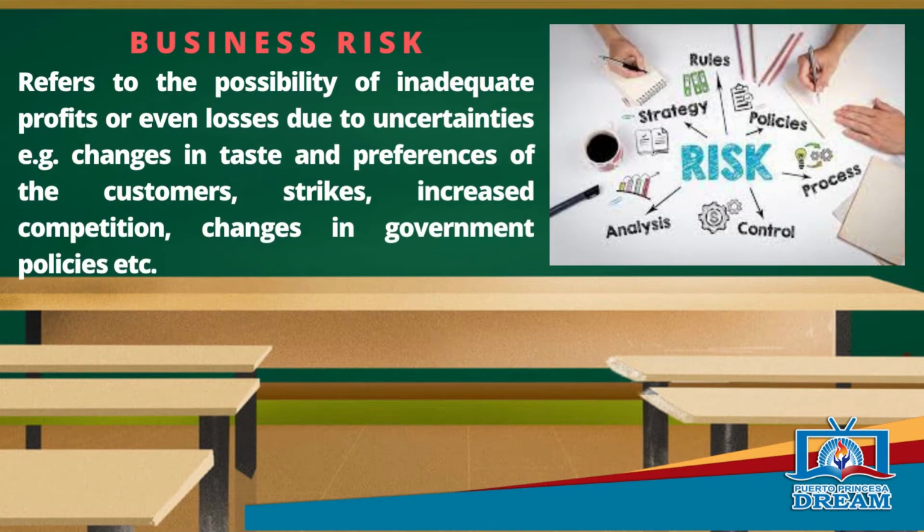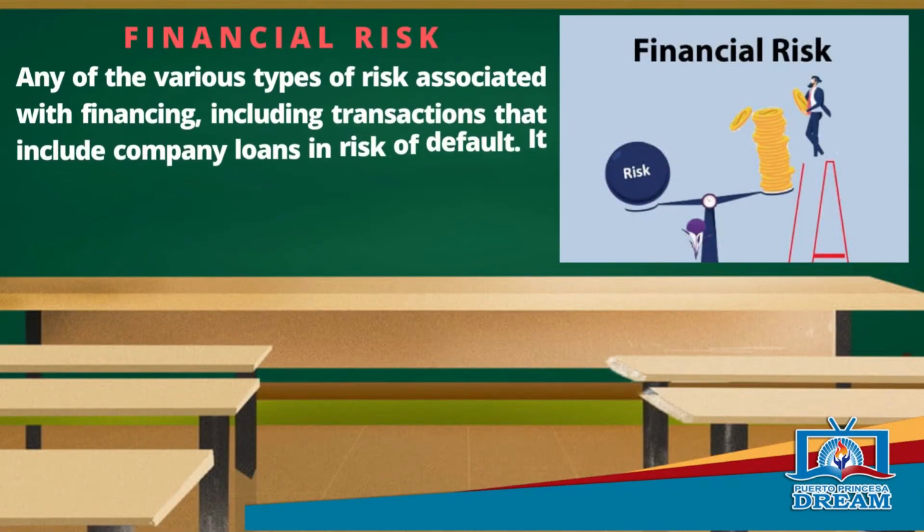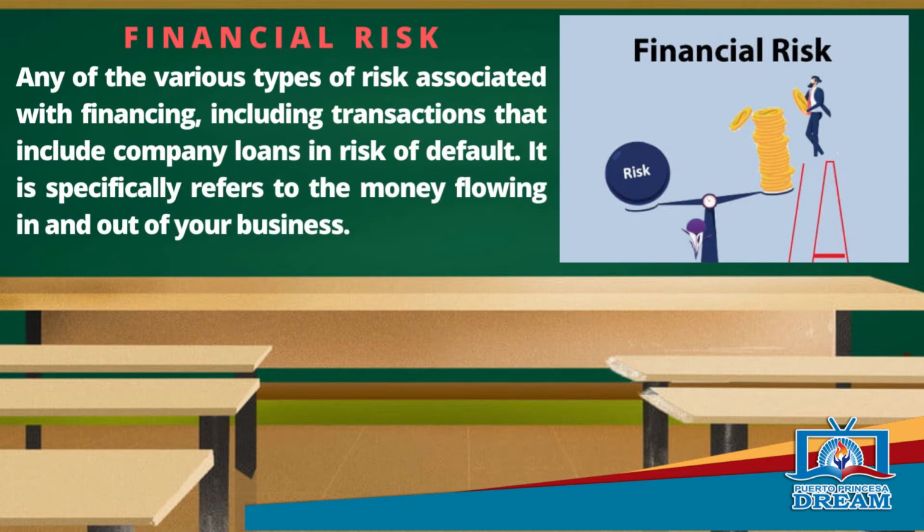Business risk refers to the possibility of inadequate profits or even losses due to uncertainties. Examples: changes in taste and preferences of the customers, strikes, increased competition, changes in government policies, and the likes. Financial risk is any of the various types of risk associated with financing, including transactions that include companies' loans and risk of default. It specifically refers to the money flowing in and out of your business.